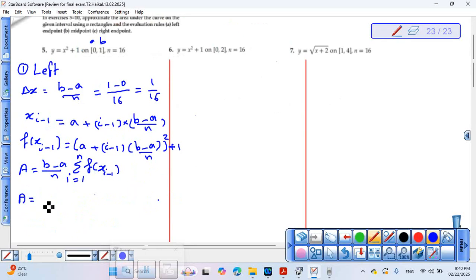This equals 1 over 16 summation from i equals 1 to 16 of f of x sub i, with a equal to 0 here. This equals i minus 1 times 1 over 16, because b minus a, all this squared plus 1. Why? Because for x squared plus 1, just replace x sub i minus 1 in the x squared from the function above. Okay, everything is ready. You can use the calculator now to find the answer. It's easy now to use the calculator.